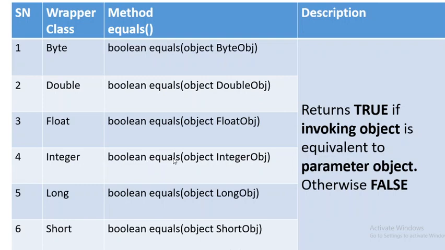Integer object dot equals, in brackets another integer object. If both of these objects are the same, the return will be true, otherwise the return is false. Long object dot equals, in brackets another long object. If both of these objects are the same, the return will be true, otherwise the return is false. With a Short object, to invoke the method: short object dot equals, in brackets another short object. If both of the objects are the same, the return value will be true, otherwise the return value will be false.